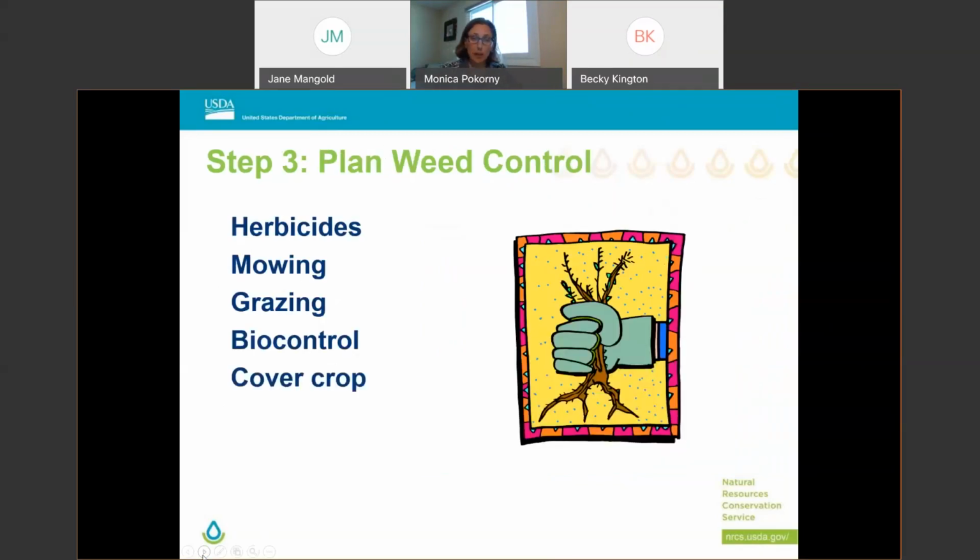So the next step in our revegetation process is to plan our weed control. And you'll notice that I'm saying plan weed control. And again, this is because all the steps need to build on each other. But some of the most common ways we use to control weeds in our plan would be herbicides.